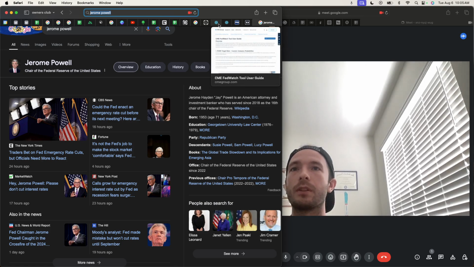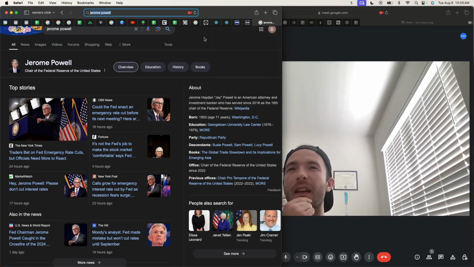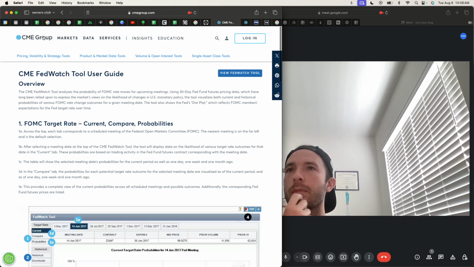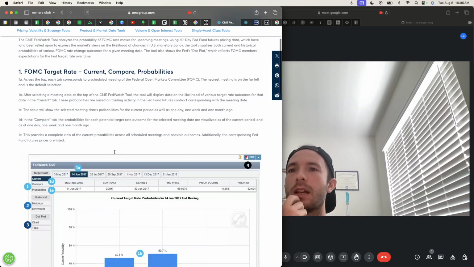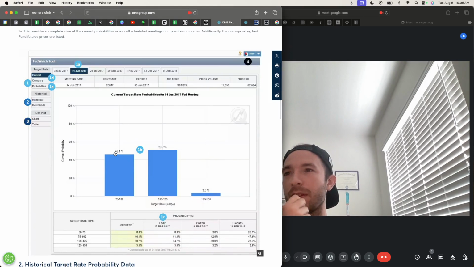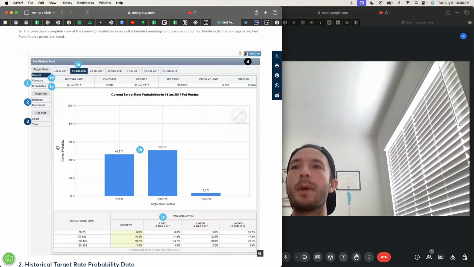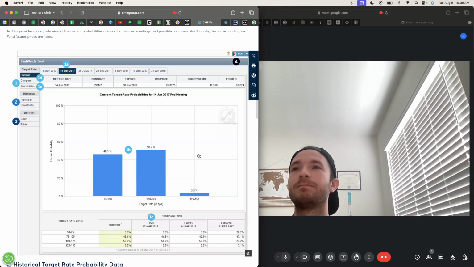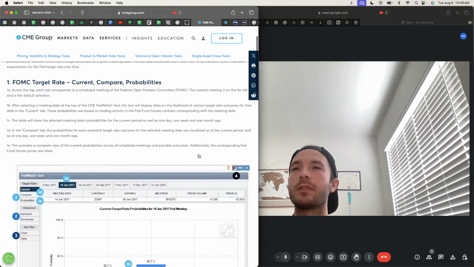So the first thing I want to talk about is, everyone always has opinions on what's happening with interest rates. And I've been studying this exact source for 10 years now. And what's really helpful is this is called CME Group. It's free. And this is hands down the single best way that you can possibly forecast what is happening with interest rates.